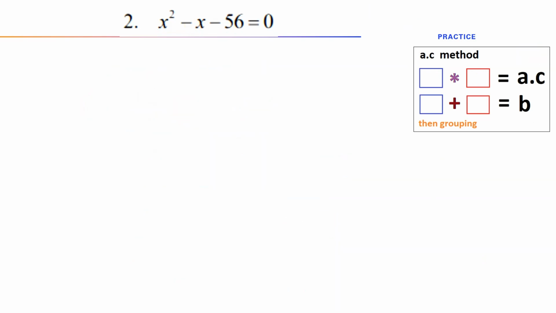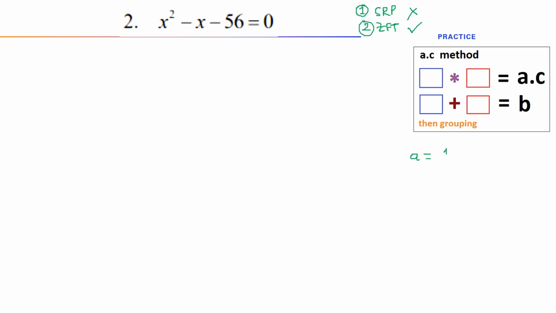All right, the next one. For the next one, we also check first for the square root property. Number 1, square root property. It has 3 terms, so no. Number 2, zero factor. Maybe we can factor it, right? It has 3 terms, so let's figure out what A, B, and C are.